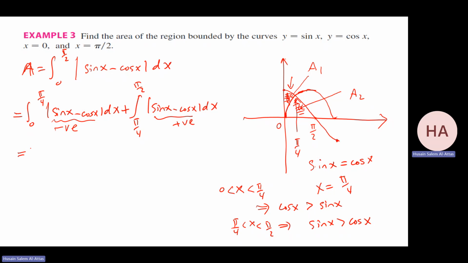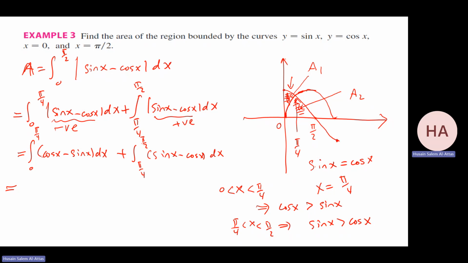This one, I have from 0 to pi over 4, cosine minus sine dx. And in this one, so I'm doing it in details. This is the first problem. That will be sine minus cosine dx. Okay, now do the integral. Now it's a matter of calculation.